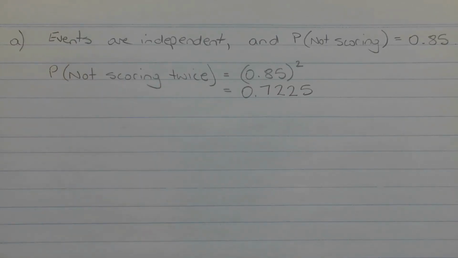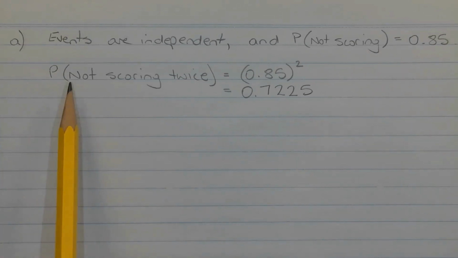Firstly, events are independent. So that means scoring a goal in one attempt will not affect the probability of scoring a goal in subsequent attempts. Also, the probability of not scoring a goal in an attempt is the complement of scoring a goal in an attempt. Now, it's given that the probability of scoring a goal is 0.15 or 15%. So the probability of not scoring is 1 minus 0.15 or 100% minus 15%, which gives us 85% or 0.85.